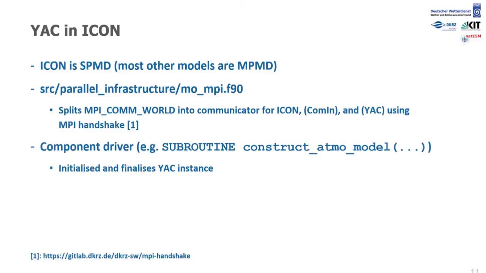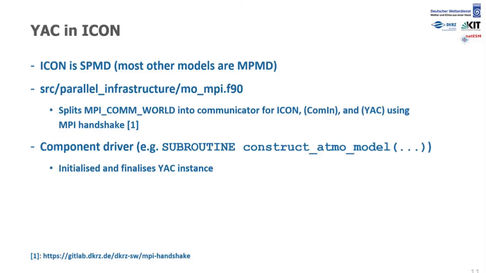And if necessary, this call will also generate a communicator for ComIn and for YAC, containing all processes that use ComIn and one communicator containing all processes that want to use YAC, that might contain external components. Yeah. And then that's finished for now. And afterwards, ICON goes into its initialization.